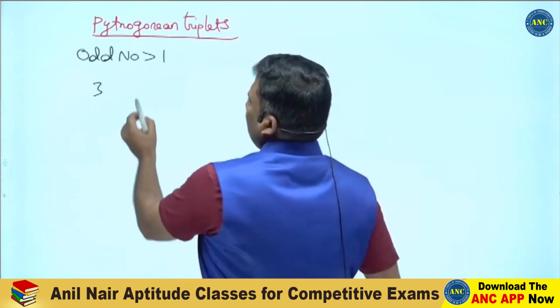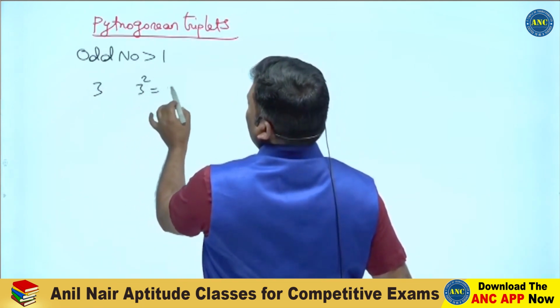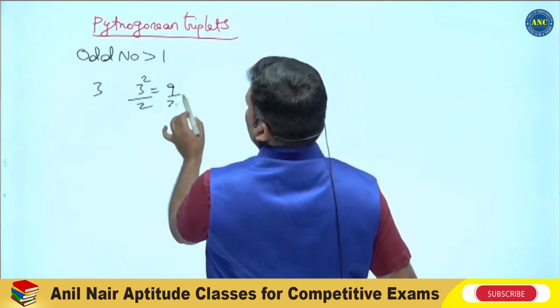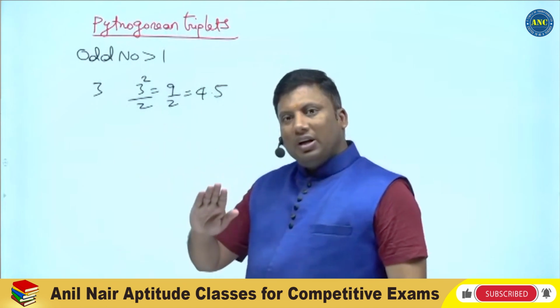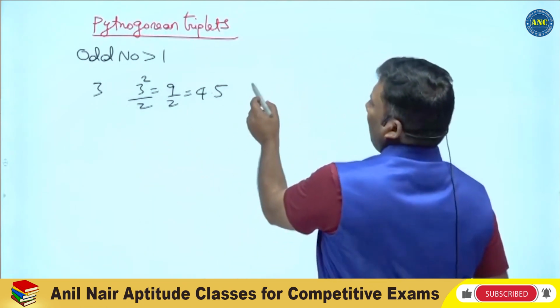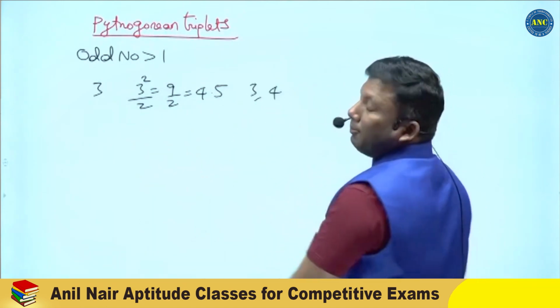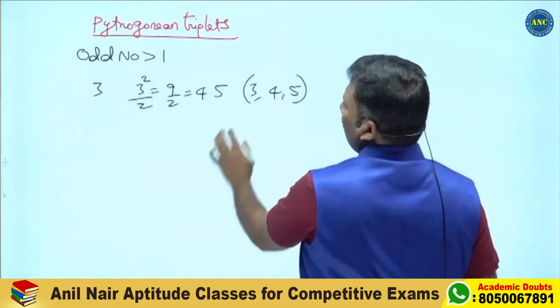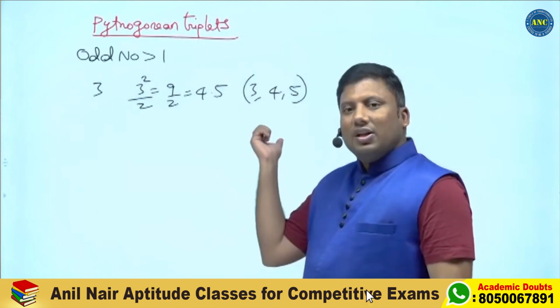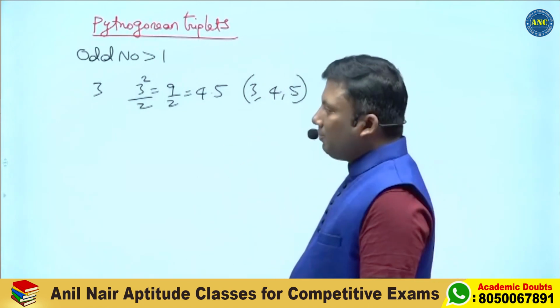Square it. 3 square, 9. Divide by 2. 9 by 2, it is 4.5. Subtract 0.5, add 0.5, and the other two values you will get. Subtract 0.5: 4. Add 0.5: 5. 3, 4, 5 is a Pythagorean triplet.